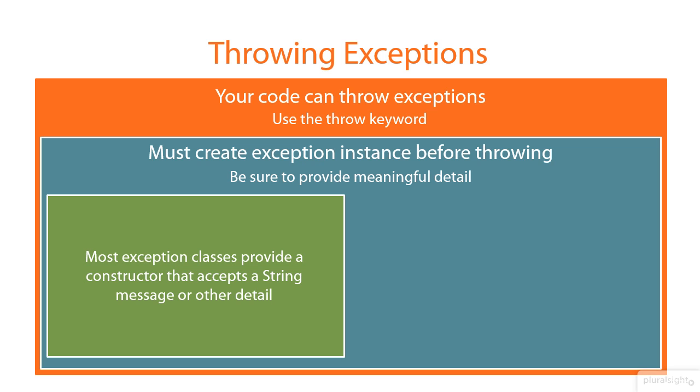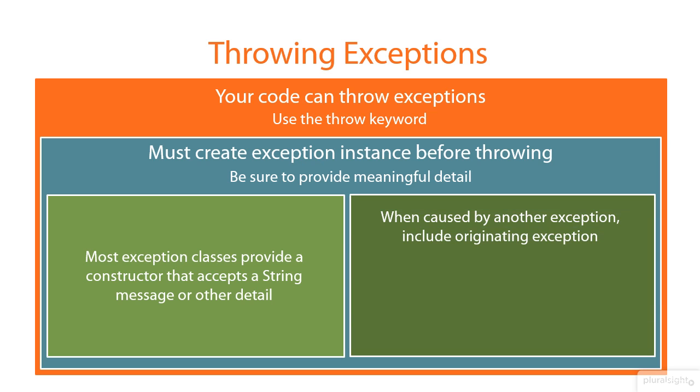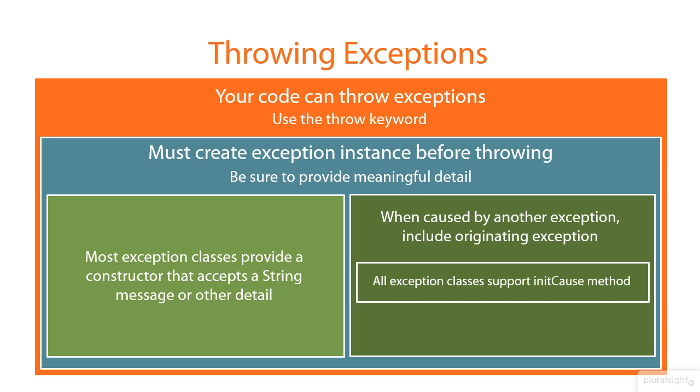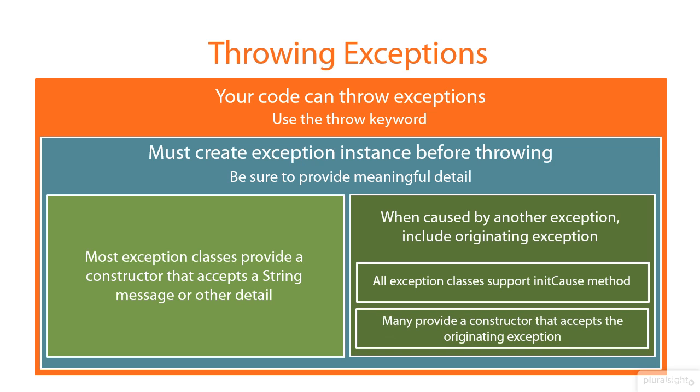So you want to make sure you put as much meaningful information into that as you can. Now, as we said, sometimes we'll throw an exception because our code caught an exception and we want to add some more information to it. Well, in that situation, you want to always make sure that your new exception that you throw includes the original exception. You don't want to lose that detail. And this idea of tying one exception to another is very fundamental to the exception classes. All the exception classes have a method called initCause that will allow you to associate an exception with an instance of another exception. But this idea of associating exceptions together is so fundamental that many exception classes actually provide a constructor that will accept the other exception. So you can actually create the new exception and associate the original all in one step.